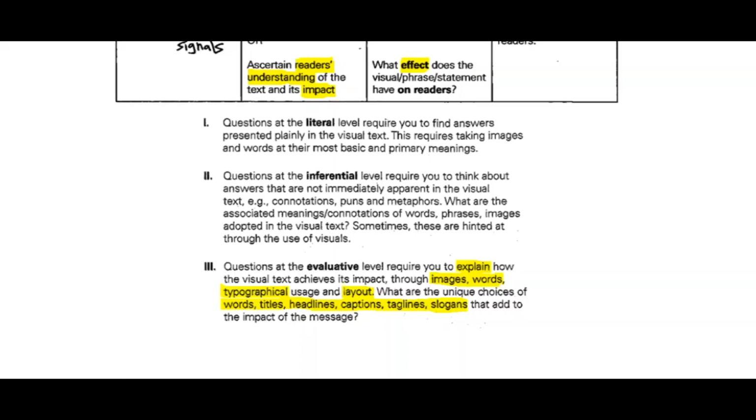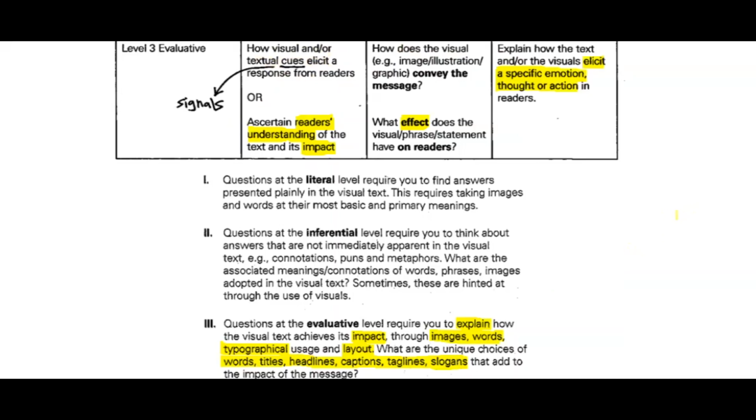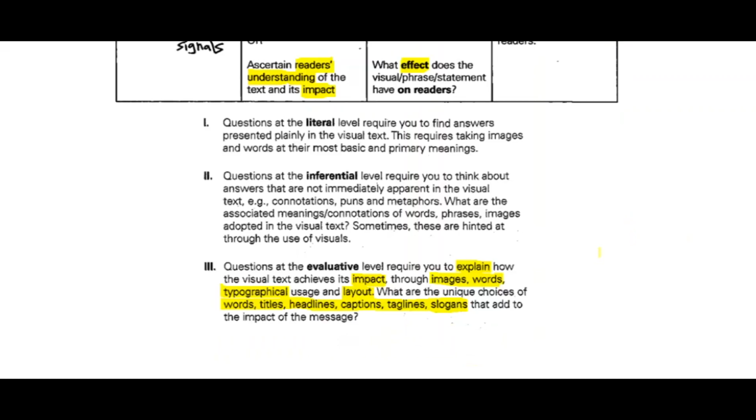And in doing so, you are explaining how it will have an impact on the target audience. So questions at the evaluative level are more difficult because you have to explain and evaluate why it has an effect, how it has an effect, and what the effect would be. So it goes one step deeper.